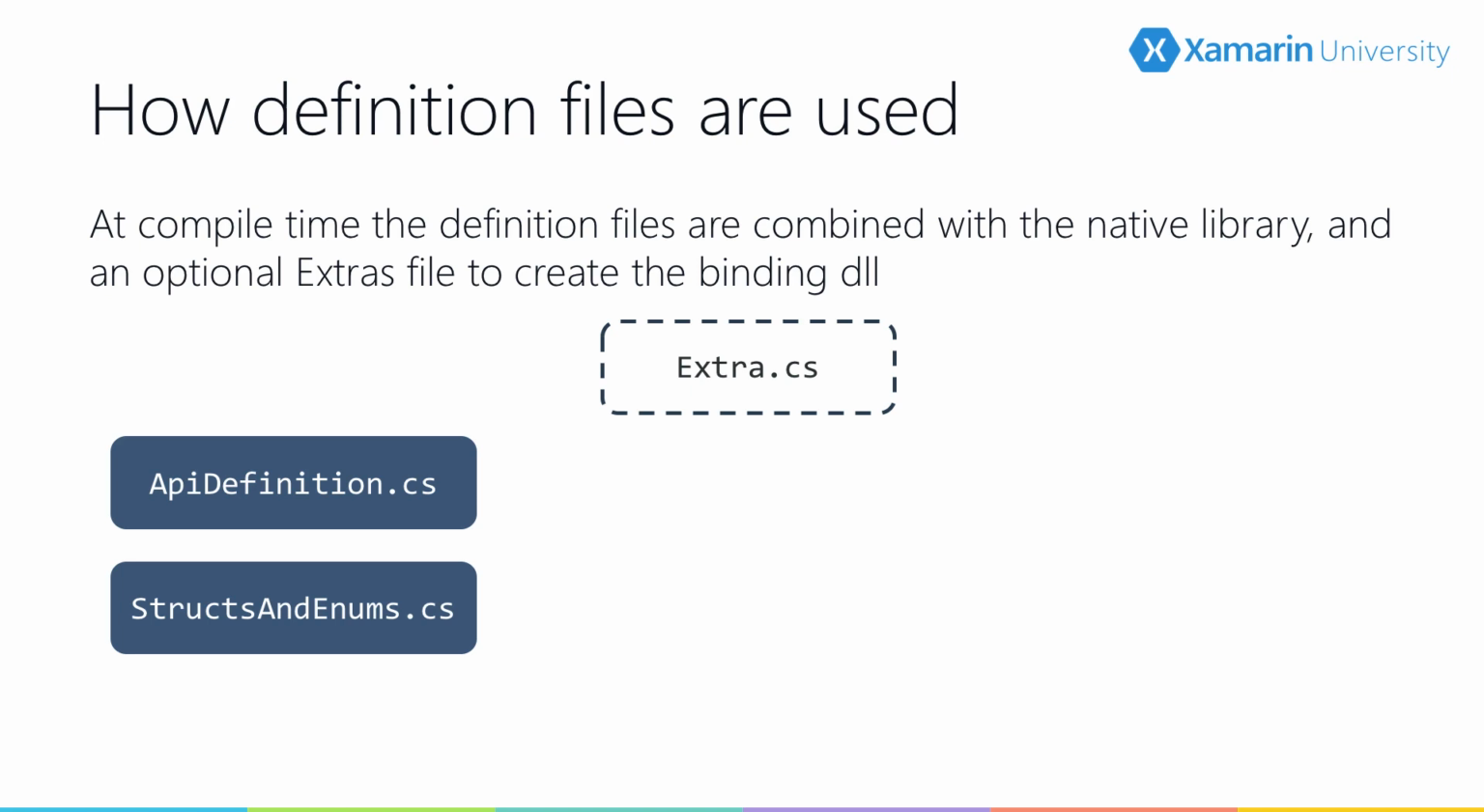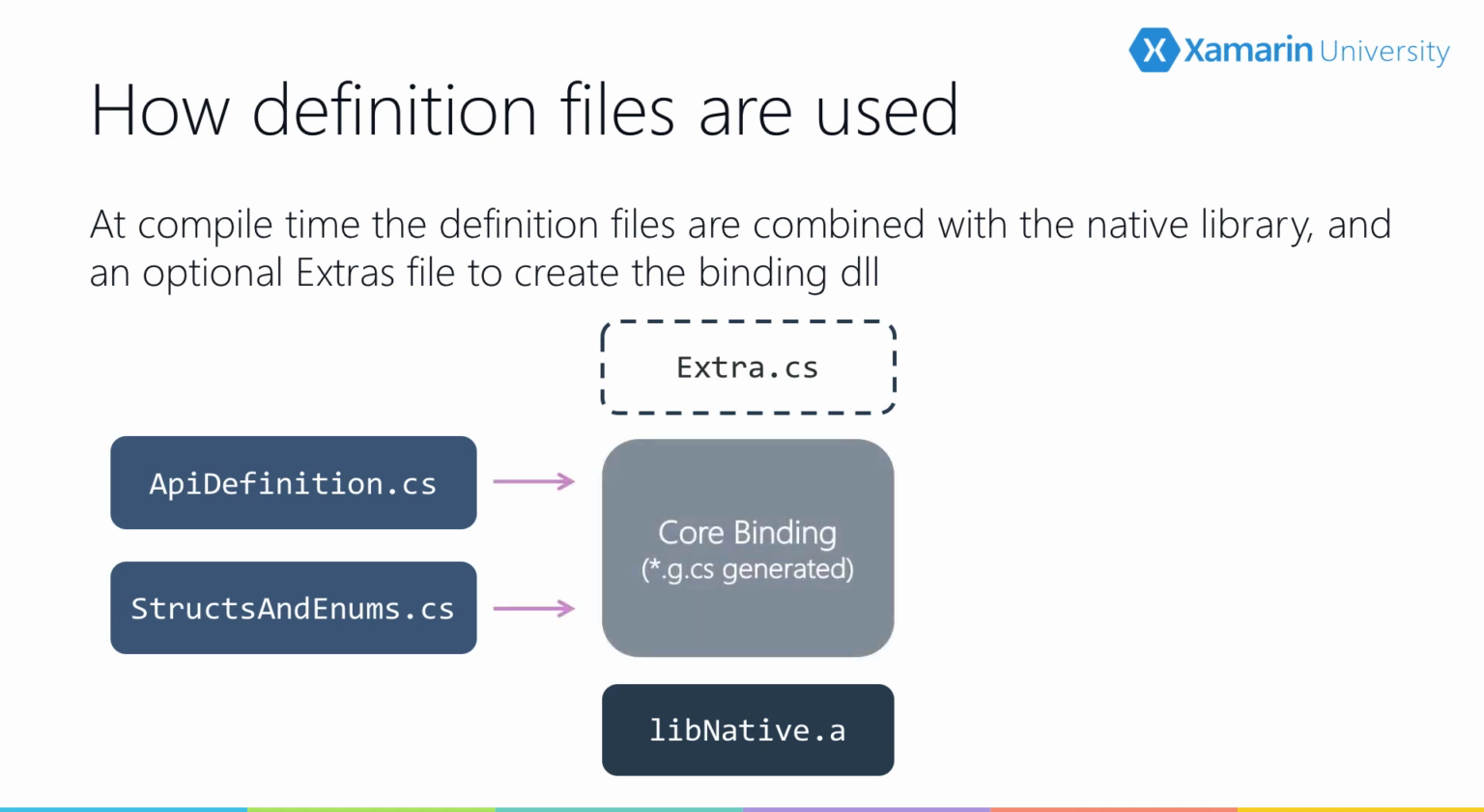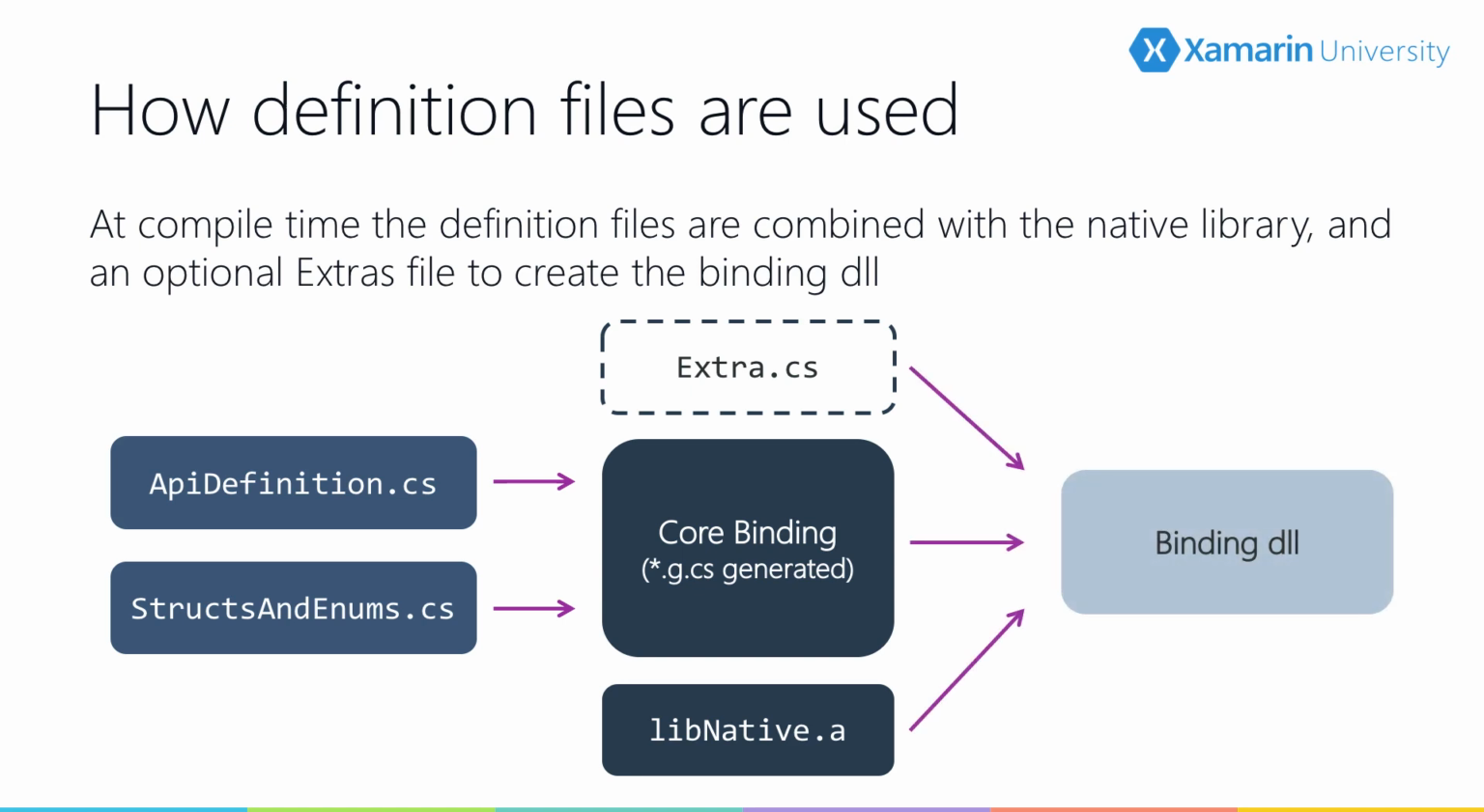This is, however, completely optional. To get to a compiled library, the library you are binding to also needs to be added to the project. So this is your static library. At compile time, the core binding files are now going to be generated. Right, so these will be the files that actually result in a binary. It's from here that your binding DLL is generated, which you'll then be able to reference in your project.